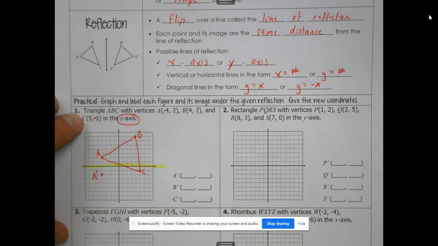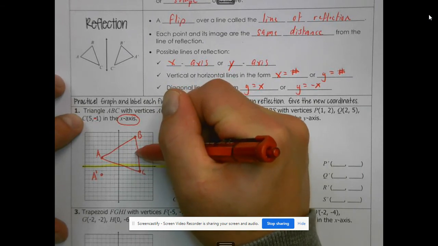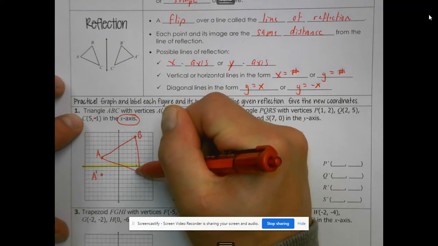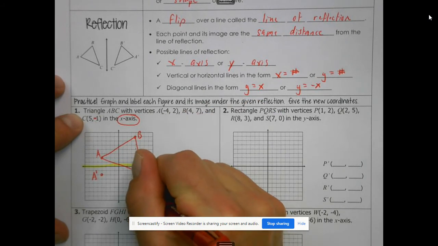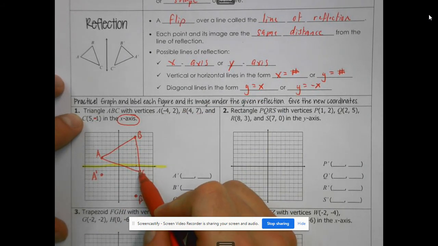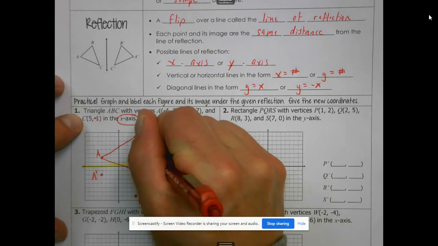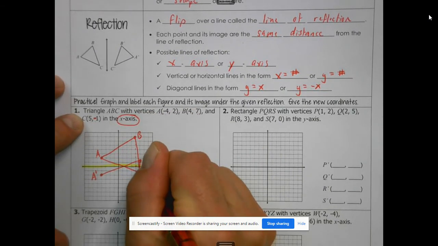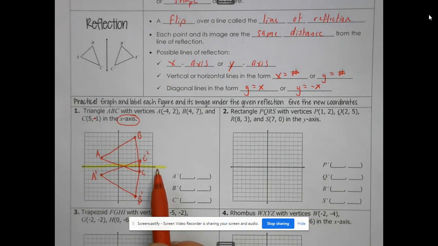That was your pre-image. How far is B away from the line of reflection? B is 1, 2, 3, 4, 5, 6, 7. Go 7 below the line of reflection, 1, 2, 3, 4, 5, 6, 7. Label that B prime. How far is C away? C is 1 spot away, so go 1 spot above it. And label that C prime. Connect the dots. And you have done your first successful reflection.